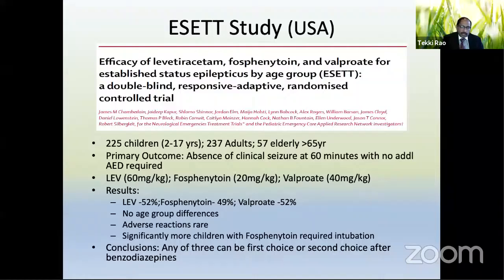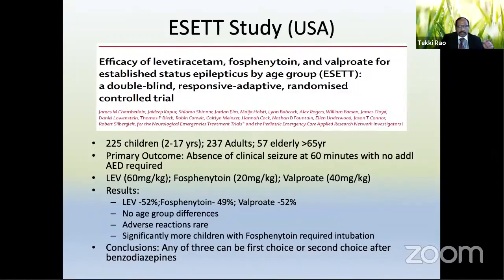A third study, which is very important, took place in the same time period in the United States of America. They compared levetiracetam with fosphenytoin and valproate, and they also used this trial for comparing the outcomes in children, adults, and elderly. The elderly group is a little bit small. 225 children and 237 adults participated in this, and their primary outcome is the absence of clinical seizure at 60 minutes with no additional anti-epileptic drug.